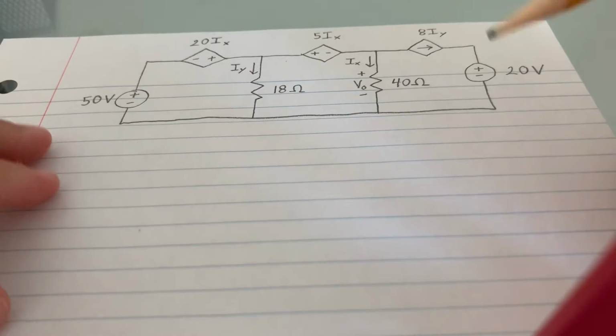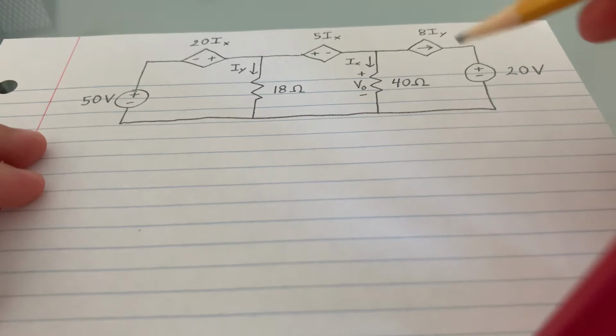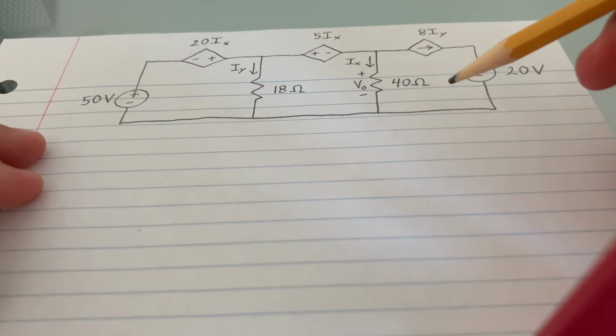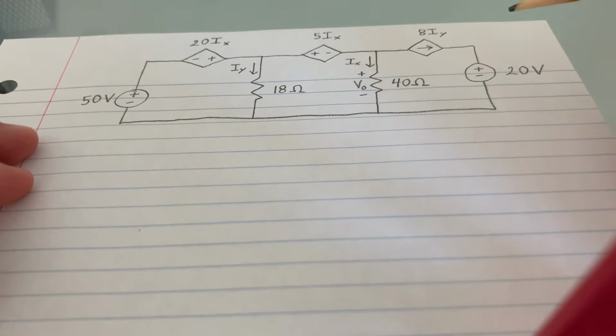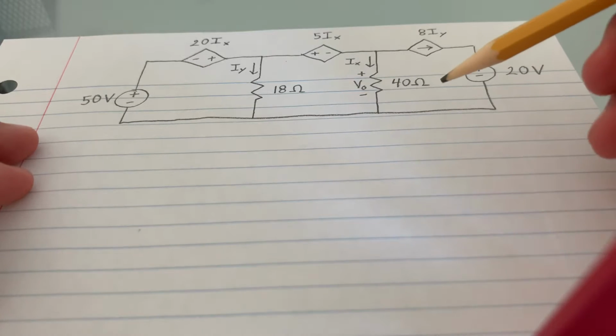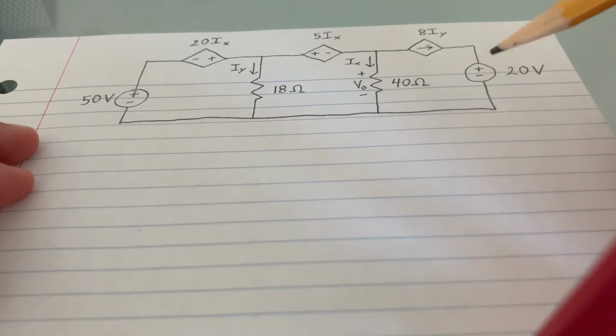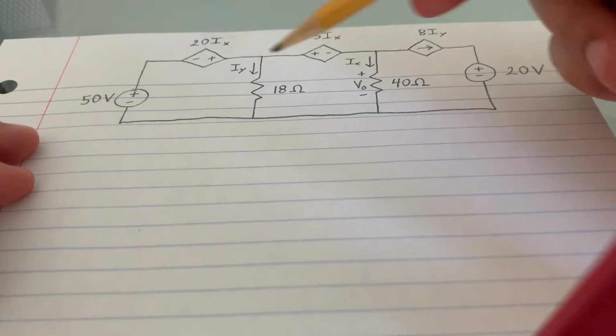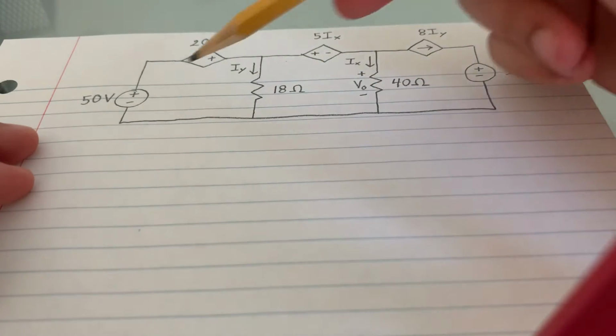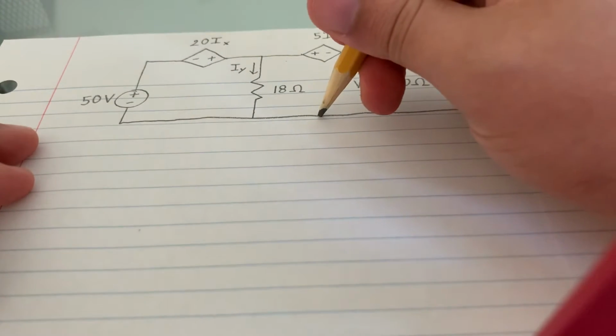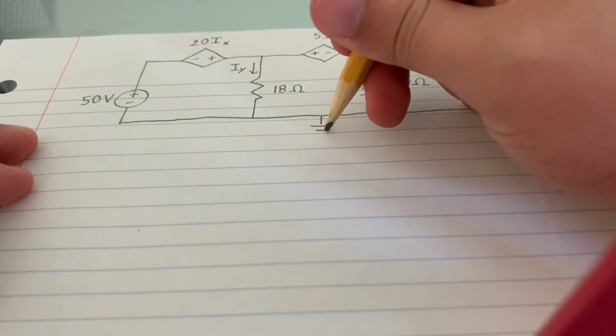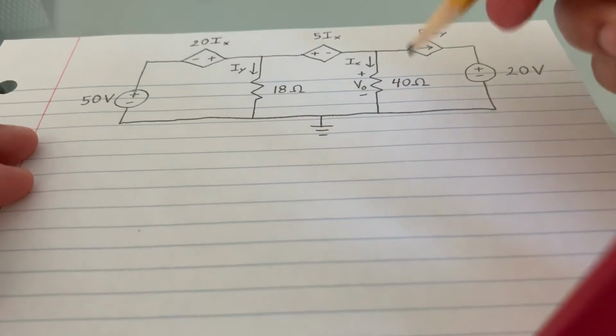Hi, I am going to solve this circuit problem for Ix, Iy, and V0. So the circuit looks complex just on first glance, but it's not as hard as you would think. The first thing to do with any circuit is we need a ground point. This is one ginormous node, all four of these points. So I'm just going to declare my ground here. Now I have a reference point.